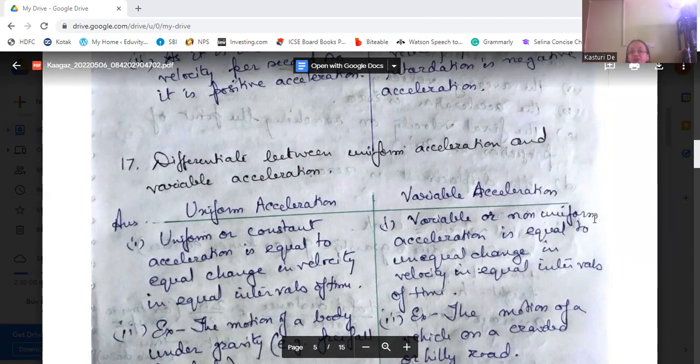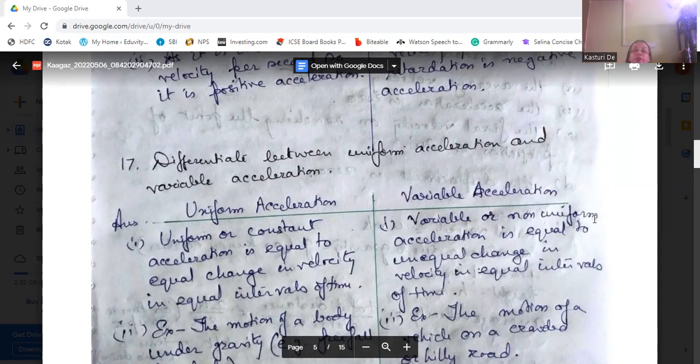Now differentiate between uniform acceleration and variable acceleration. Uniform acceleration can also be called constant acceleration, which is equal change in velocity in equal intervals of time. Whereas variable acceleration, also known as non-uniform acceleration, is unequal change in velocity in equal intervals of time.